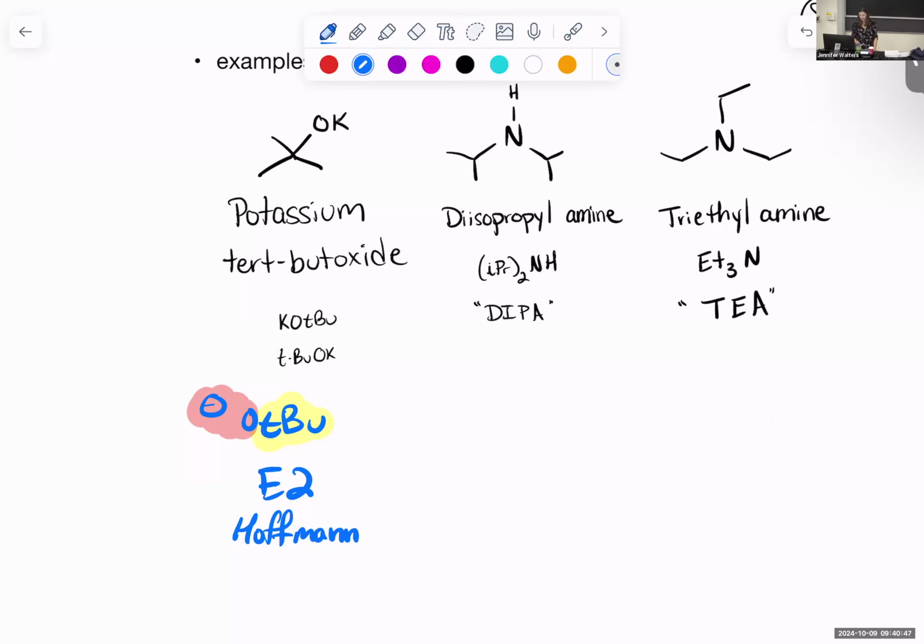The less substituted alkene. If you see it's neutral, like tert-butanol, then don't immediately think E2. You're doing elimination, but you're probably doing E1.